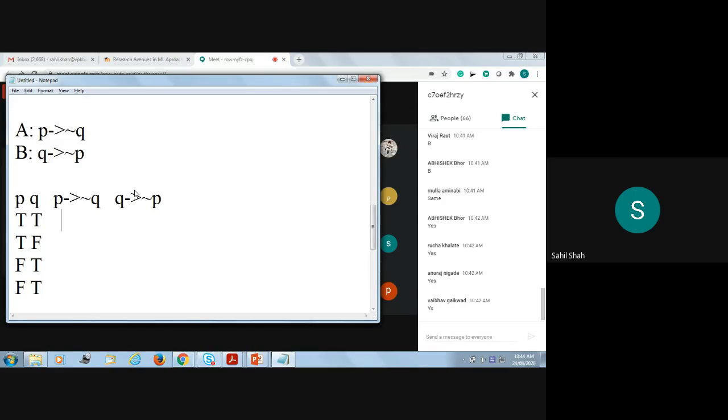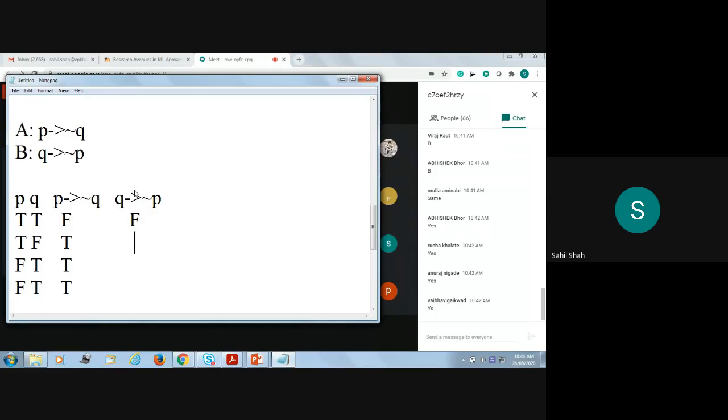So what will be P conditional negation Q? It will be F. How F? P T, Q T gives F; P T, Q F gives T; P F gives T, T. Okay. This one. Now Q conditional negation P. So Q is true, that one is false. Next.